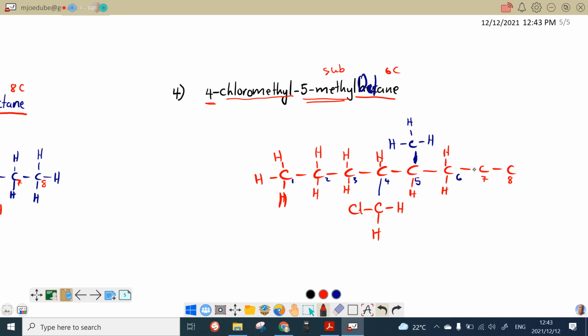Add all the hydrogens. The reason we had to change that from the hexane is that it would not be possible to have the substance named as 4-chloromethyl-5-methyl octane. The numbers would have to change, because if this was the last carbon in the chain, this would not be carbon number 5, but carbon number 2. So it would not be possible to call that 5-methyl hexane, and this would all be carbon number 3. So it would need to shift that way.